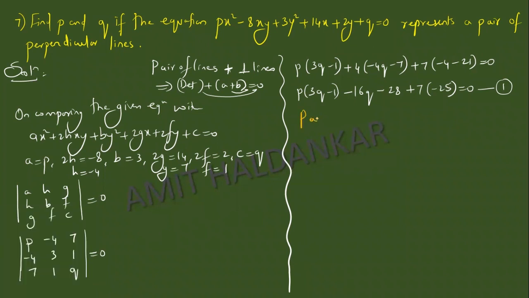Now you use the second condition, that is, since the pair of lines also represent perpendicular lines, I can see a plus b will be equal to 0. Now if a plus b will be equal to 0, a is p and b is 3, that will be equal to 0, and so p will be equal to minus 3. Now I'll substitute this value of p is equal to minus 3 in the equation number 1.